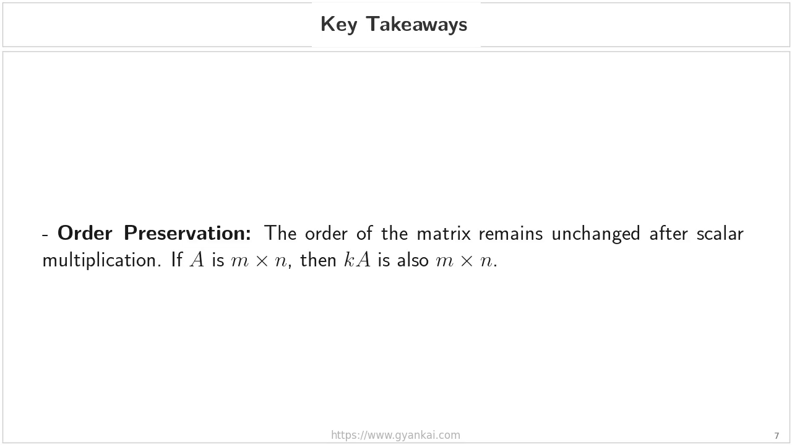First, let's discuss order preservation. This means that the dimensions of your matrix remain exactly the same after the operation. To put it simply, if matrix A has m rows and n columns, then the resulting matrix, kA, will also have m rows and n columns. The size of the matrix never changes during scalar multiplication.